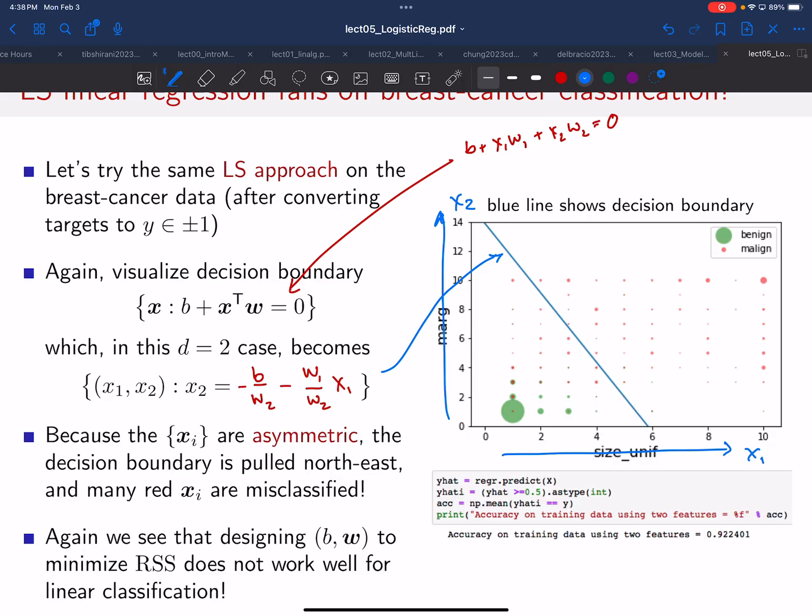Is that making sense? Any questions on that? Okay. All right, so here again, minimizing RSS does not work well for linear classification. So we need a different approach.